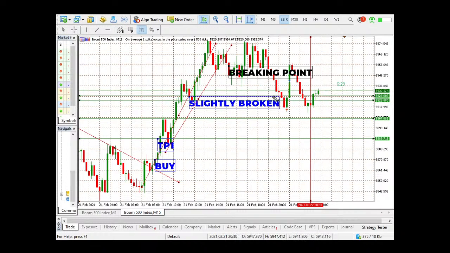So let me put it. TP, I'll set my TP somewhere here. Why? Because there's been a long series of spikes. So I know that once the market breaks and it's going to reverse, it is going to go down much more than when I come in at this point, because there's no clear indication that the market has broken. It's just a slight break.